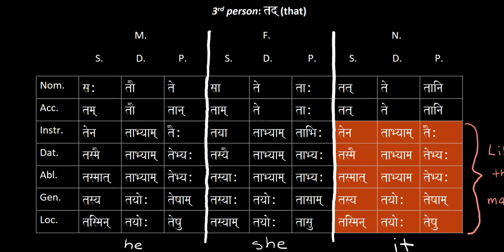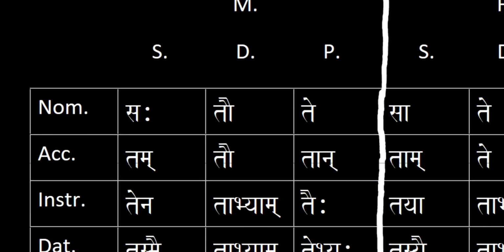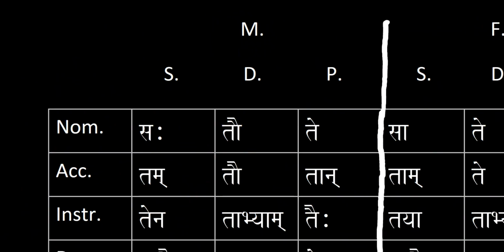Now let us get started with declining "that" in the masculine form, which basically means he. So nominative, accusative should mean he. So singular, dual, and plural for nominative: sah, tau, and te, respectively. Accusative, singular, dual, and plural, we have tam, tau, and tan.